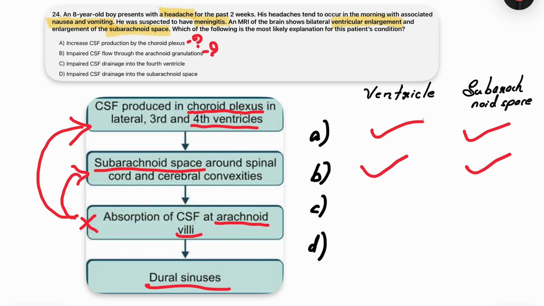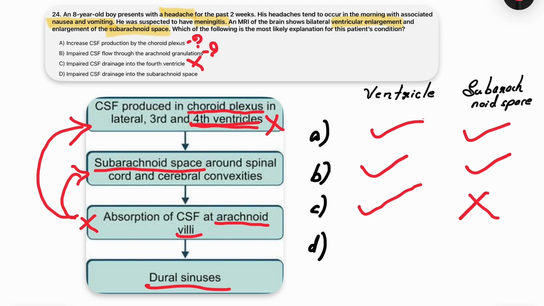The third option is impaired CSF drainage into the fourth ventricle. So at this level, there is a block. So what will happen if the block is at the fourth ventricle? There will be enlargement of the third and the lateral ventricles. So ventriculomegaly will be present, but there will be no enlargement of the subarachnoid space. So this option is ruled out.